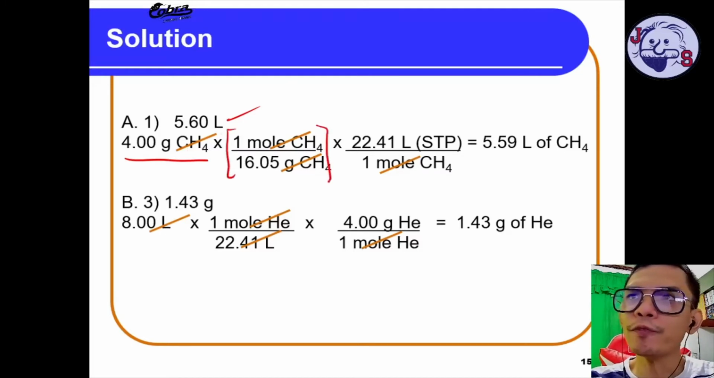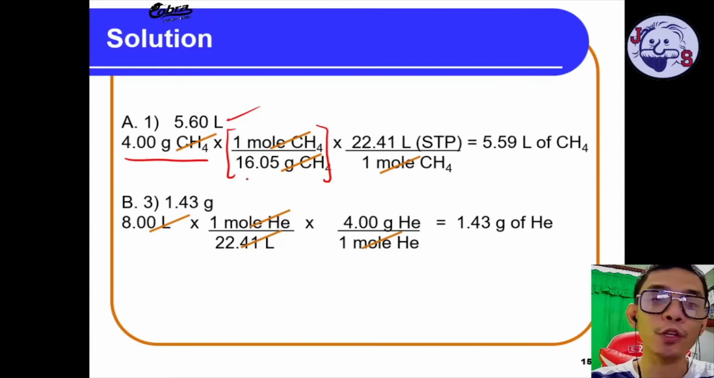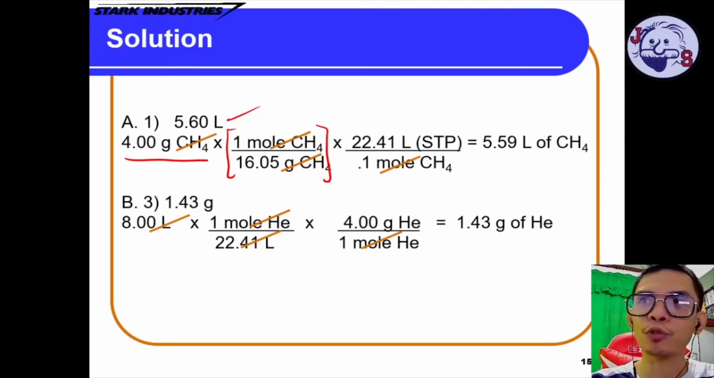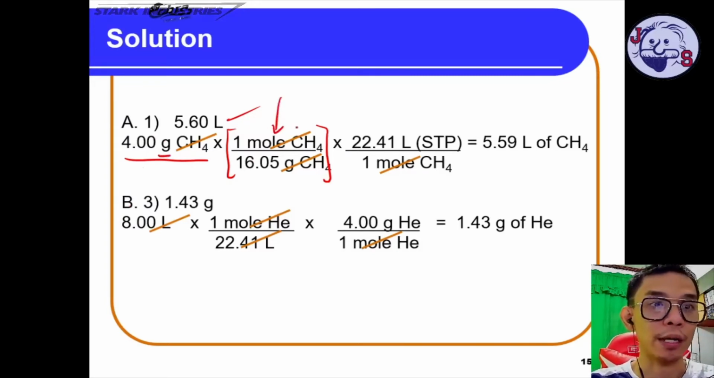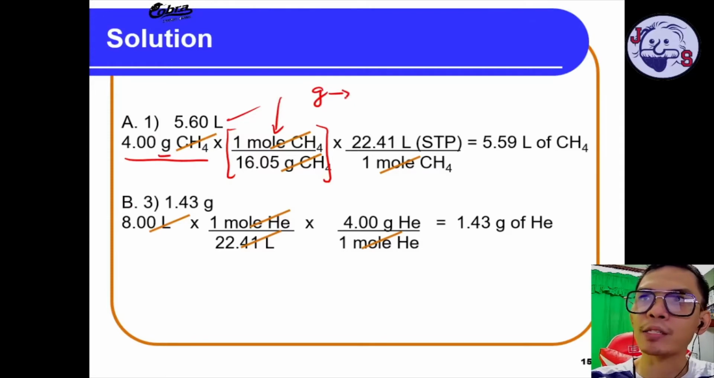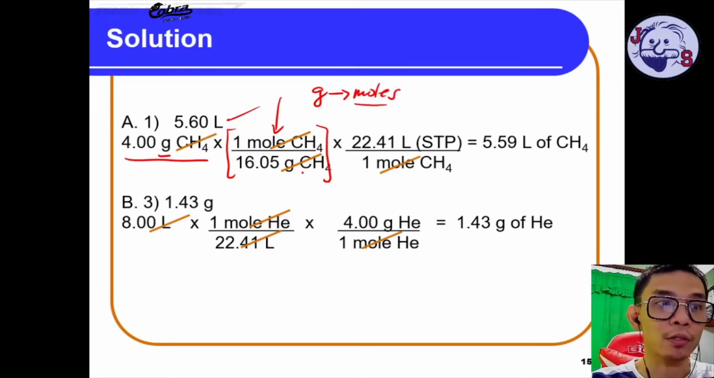So in order for you to convert it into the molar volume, or to solve this problem, you need to convert any mass into moles first. You need to convert mass to moles, because that will not be possible if you don't convert it into moles. So the very first important rule here is to convert everything into moles.